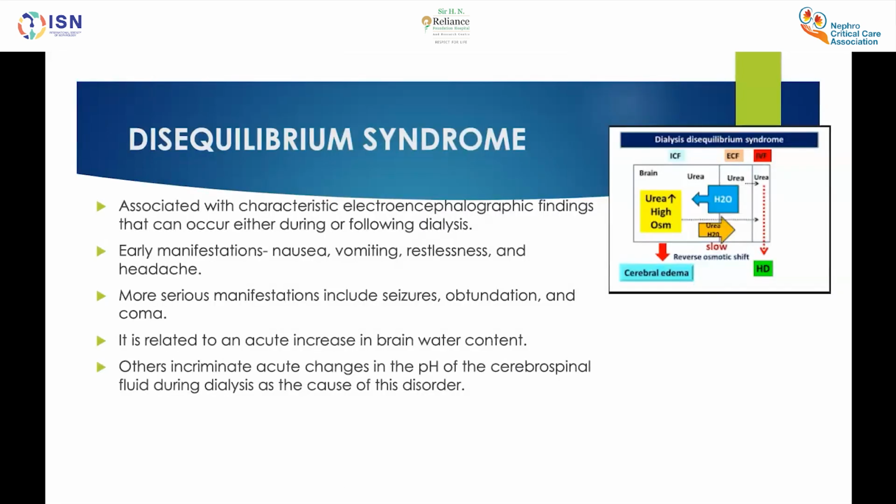A bit about disequilibrium syndrome. It is associated with characteristic EEG findings that can occur either during or following a dialysis therapy. The early manifestations would be nausea, vomiting, restlessness, and headache. More serious manifestations would include seizures, obtundation, and coma. So it is related to an acute increase in the brain water content. There are acute changes in the pH of the CSF during dialysis, because of which this occurs.